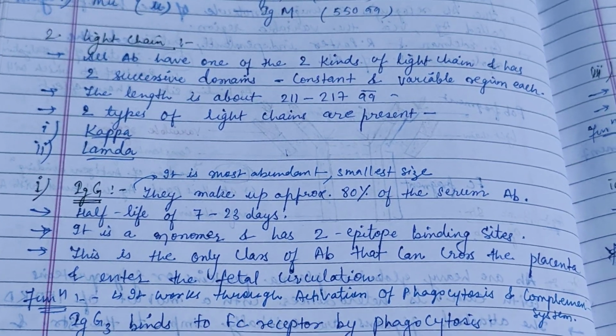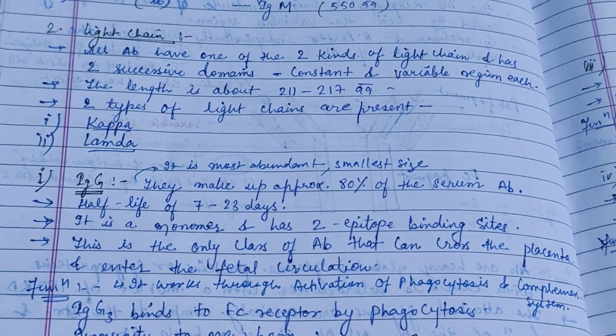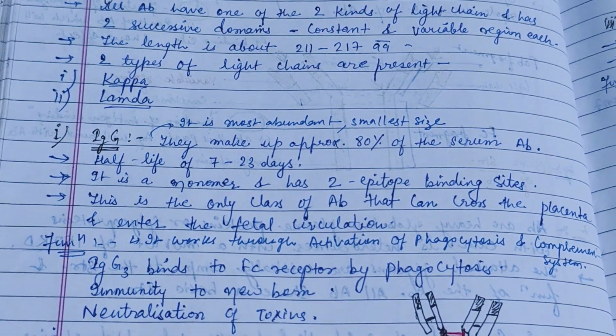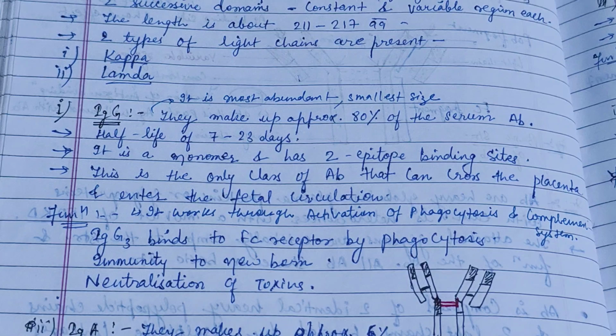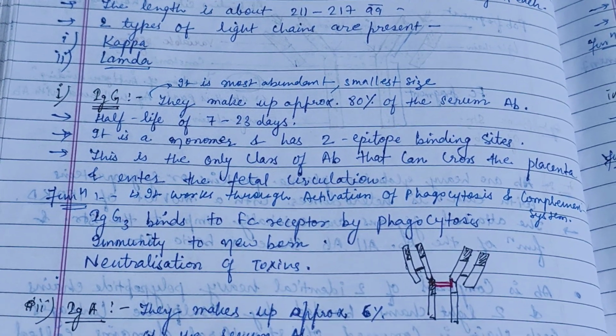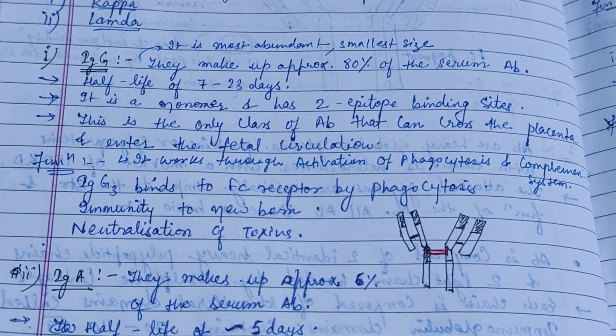Light chain: all antibodies have one of two kinds of light chain, and it has two successive domains, constant and variable region. The length is about 211 to 217 amino acids. The two types of light chain are kappa and lambda.